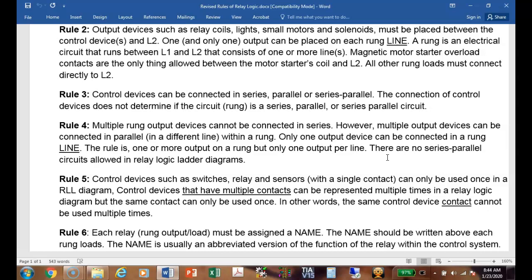Multiple output devices cannot be connected in series. However, multiple output devices can be connected in parallel in a different line within the rung, right? You understand that? Only one output device can be connected in a rung line. The rule is one or more outputs on a rung, but only one output per line. There are no series or series parallel circuits in relay logic. Everybody understand that one? Are we okay?